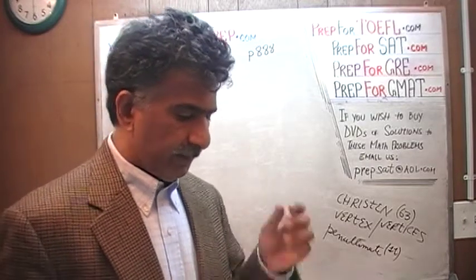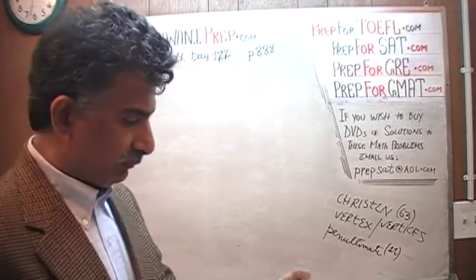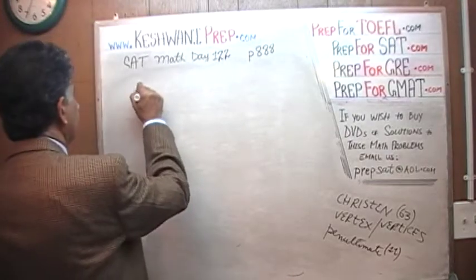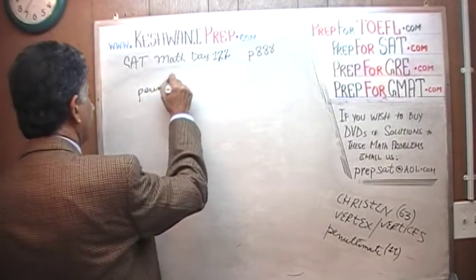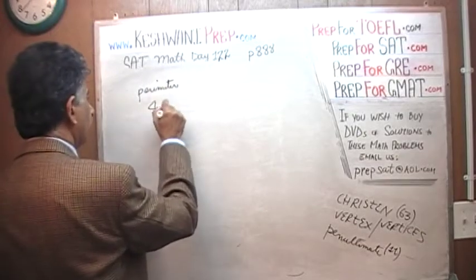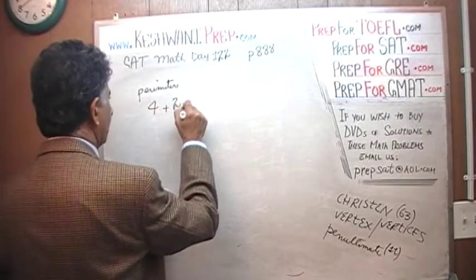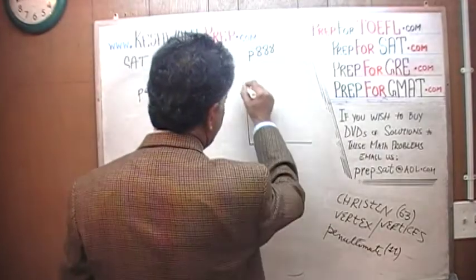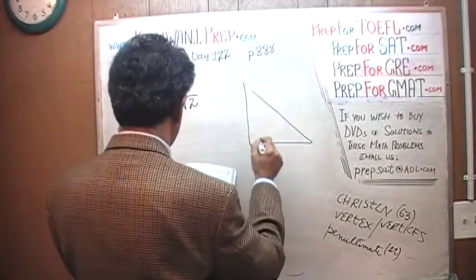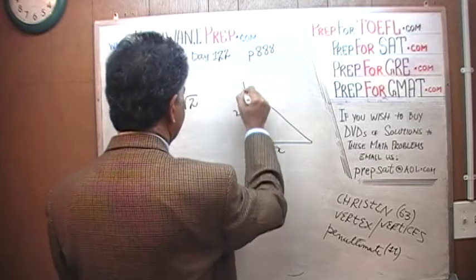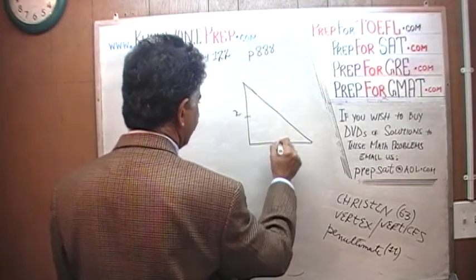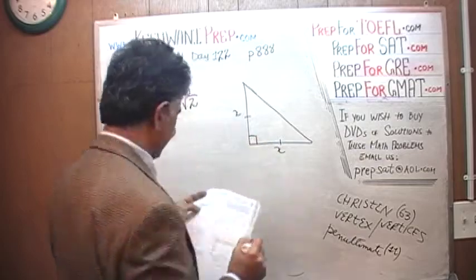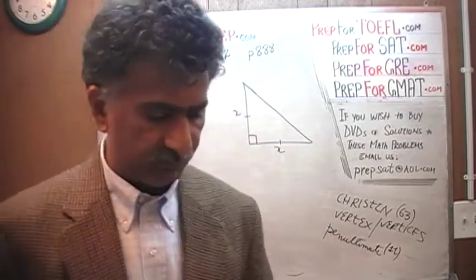Number 5. In the picture above, the perimeter of the triangle, we are told, equals 4 plus 2 times root 2. And here's the triangle that is given to us. We are told that this side is x, this side is x, which means these two sides are equal to each other, and it's a right angle triangle. In other words, we have a right angle isosceles triangle.